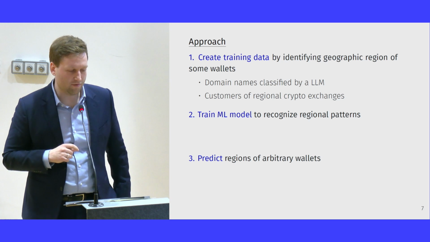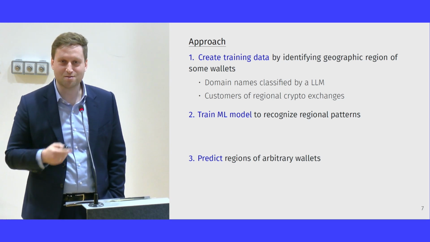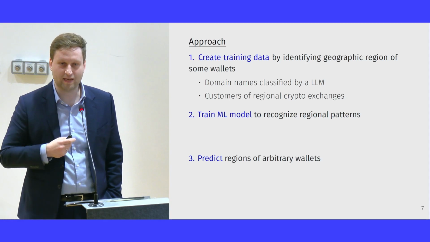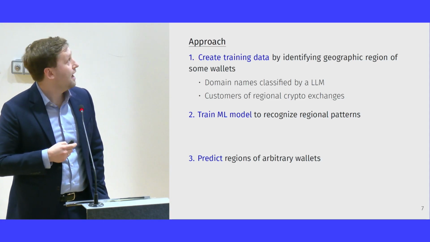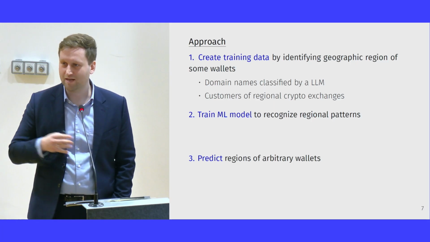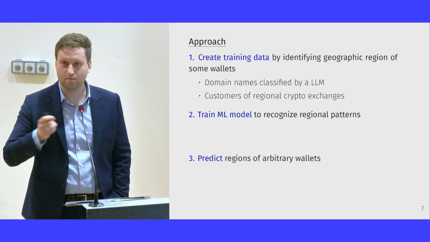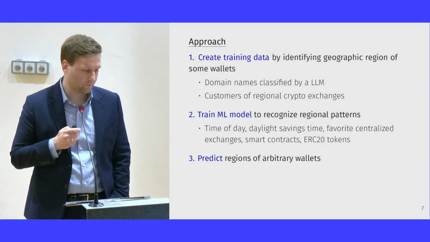And there's a lot of other things. And so I have around 6 million domains, and I can't really do that by hand, so I ask LLMs to kind of make guesses of that. And there's some wallets that interact a lot with regional crypto exchanges, like a Danish one, for example, and then you can be reasonably certain that they might be in Denmark.